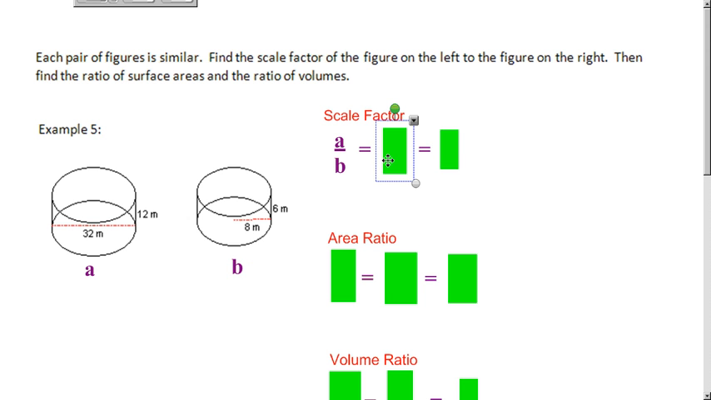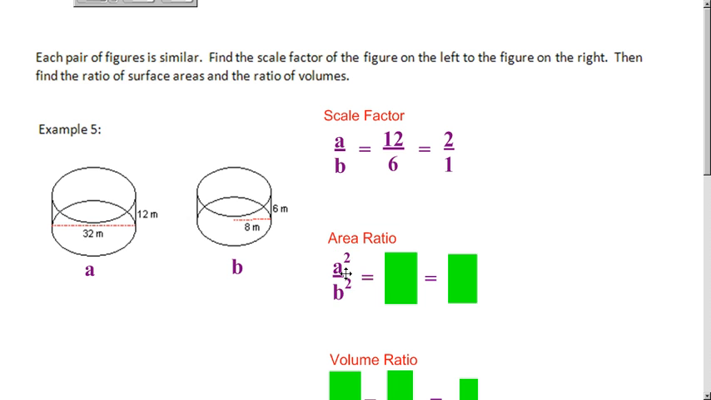Now they're similar, so I don't need to test 12 and 6 and 32 and 16. This is 16 because again, it's a diameter. So I don't need to test them both. I only need to test one side length and make sure that I'm using the respective sides here. If I'm using 32, I need to use 16. But I chose 12 and 6. That would reduce to 2 over 1. So our scale factor ratio is 2 over 1.